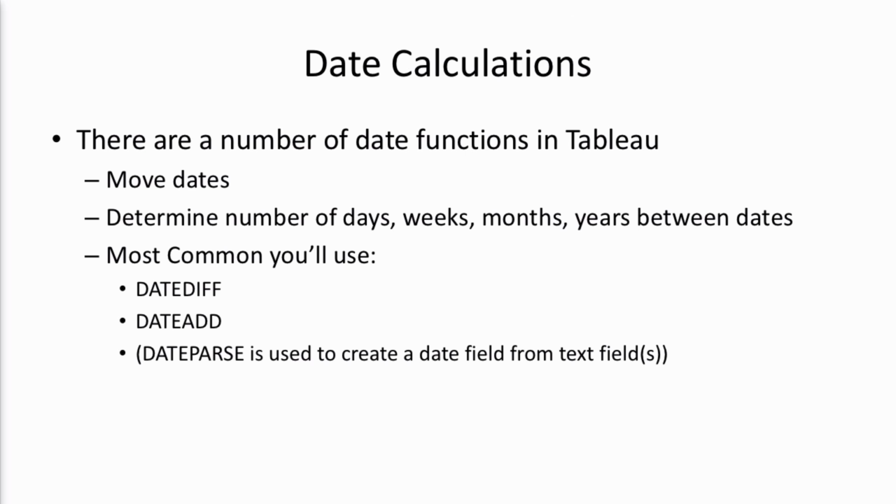And then date add should probably have been called something like date move, because if you do date add, you can move, you can add months, weeks, but you can also go backward in time by using negative numbers. So it shouldn't have been called date add, it should be called date move. But anyway, let's take a look at how these work.